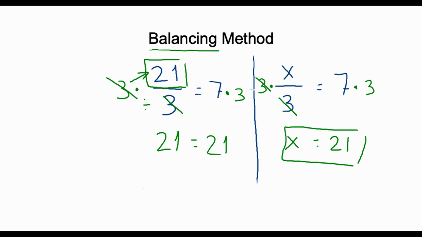When you use subtraction on both sides of the equation, that's the subtraction property of equality. Multiplication is the multiplication property of equality, and division is the division property of equality. All right, so let's move on to something that's a little bit more complex.